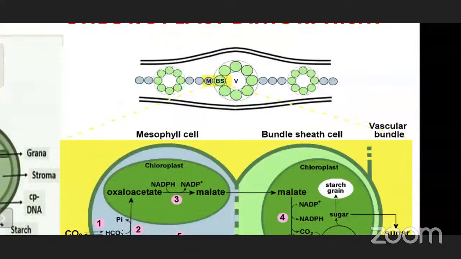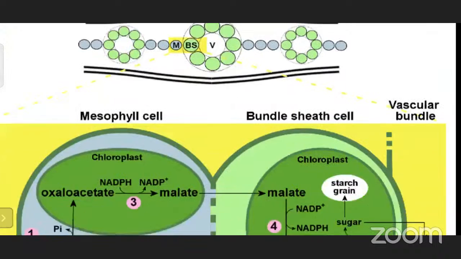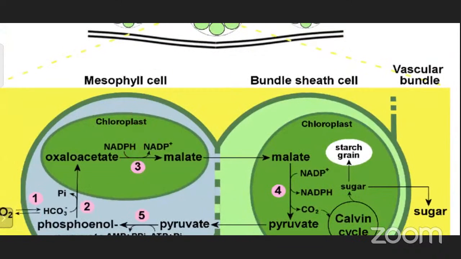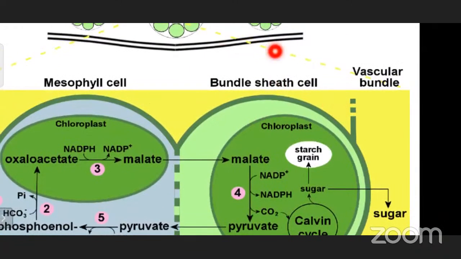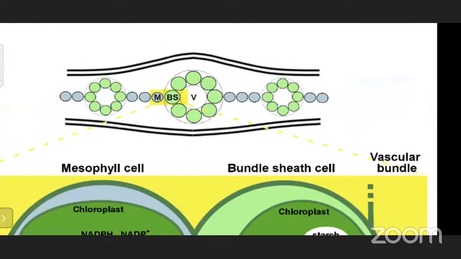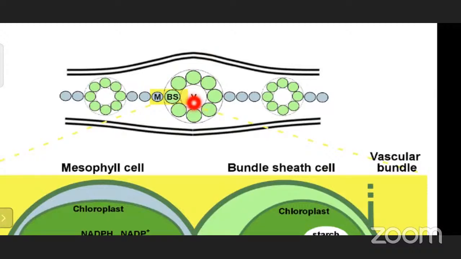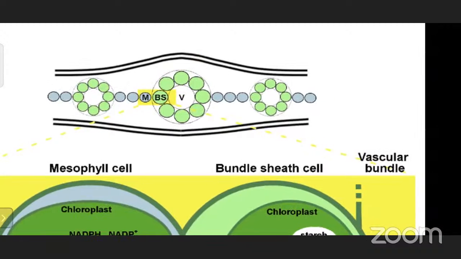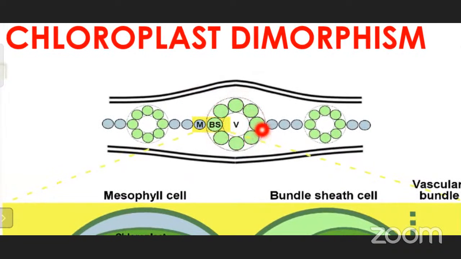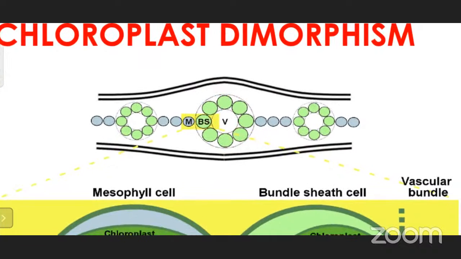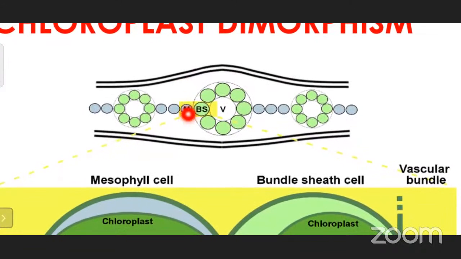And you can see this arrangement in Kranz anatomy, the mesophyll tissue. You can see the mesophyll cell. And you have a specialized cell called the bundle sheath cell. These bundle sheath cells are present around the vascular bundles. As you can see here, this is the vascular bundle, and these are the bundle sheath cells. These are the specialized cells where you will have the chloroplast. And M is for mesophyll cells.